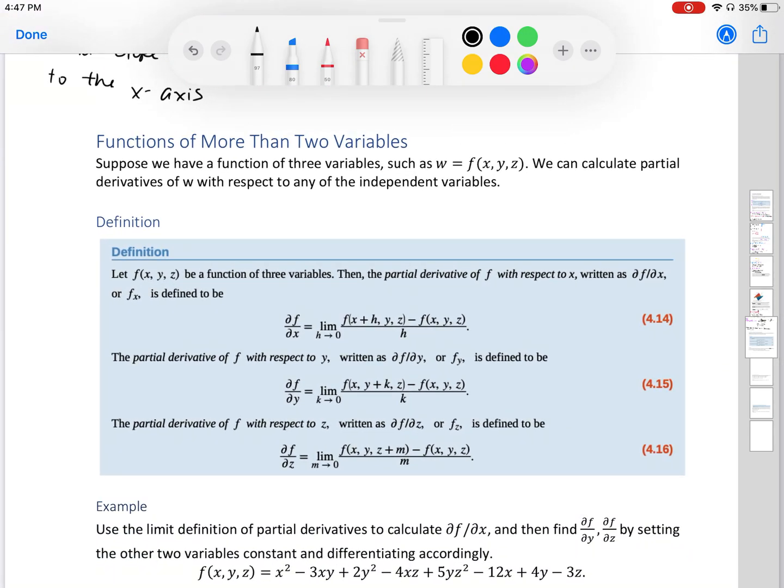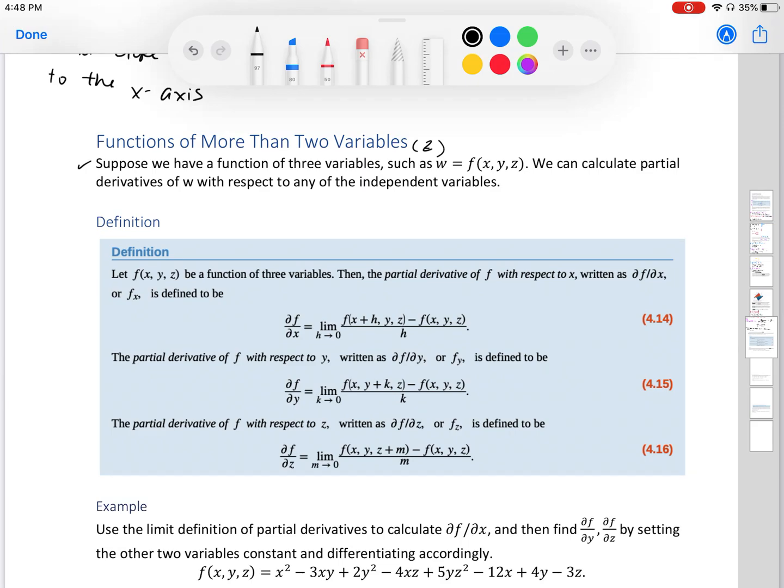Functions of more than two variables. So this is just expanding our derivative definition to another variable, z. Suppose we have a function of three variables, such as w equals f of x comma y comma z. We can calculate partial derivatives of w with respect to any independent variables.